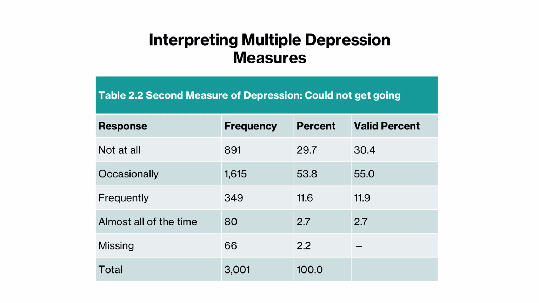Researchers must also make analytic decisions about whether to combine response categories or focus on extreme values. For instance, combining the frequently and almost all of the time categories yields higher prevalence of depressive symptoms than focusing only on the most extreme category. These choices can meaningfully affect interpretations and must be made transparently.